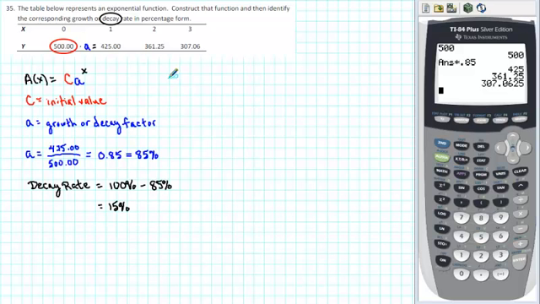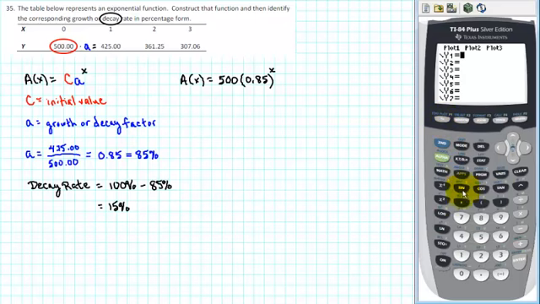What is our exponential function? Well, it's just going to be a of x is equal to our initial value, 500, times our decay factor, 0.85, raised to the x. To double check and make sure that the function is correct, you can make a table of values on your calculator. Go to y equals, enter the function, 500 times 0.85 to the x.